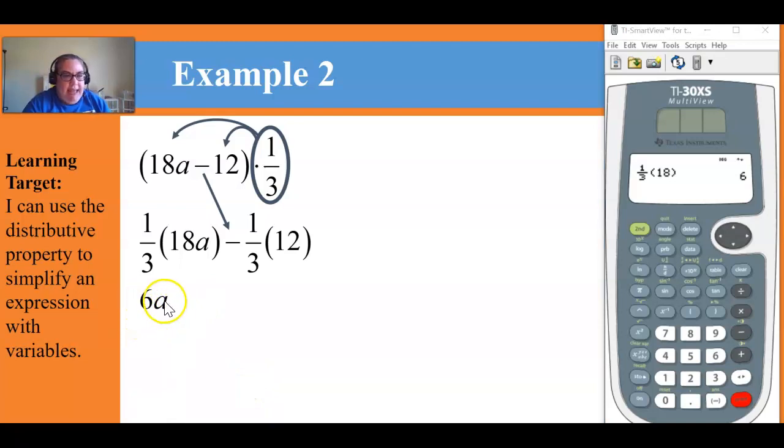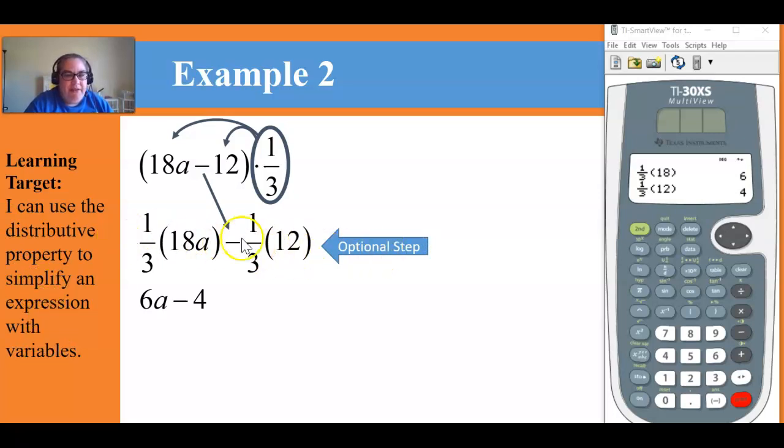So this would be 6a. I'm going to keep that subtraction symbol, and then 1/3 times 12 is 4. So that final answer would be 6a minus 4. So those are two examples of how you can use the distributive property to solve an expression with variables.